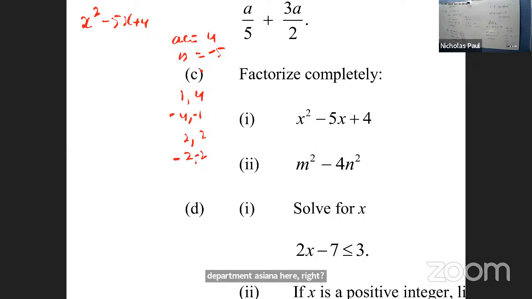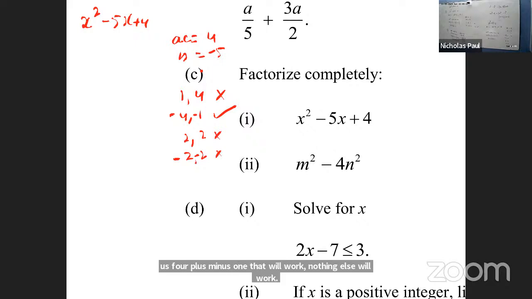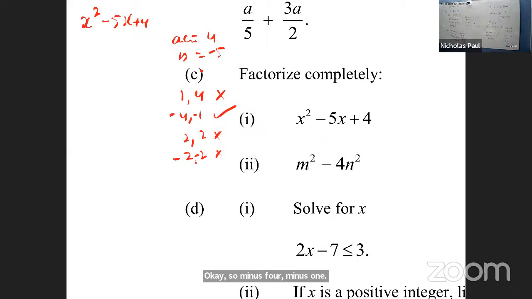1 plus 4, that will not work. Minus 4 plus minus 1, that will work. Nothing else will work. Okay? So minus 4, minus 1. Don't forget to put the minus signs as well, right? 1 and 4 and minus 1 and minus 4. Don't forget to put the signs as well.